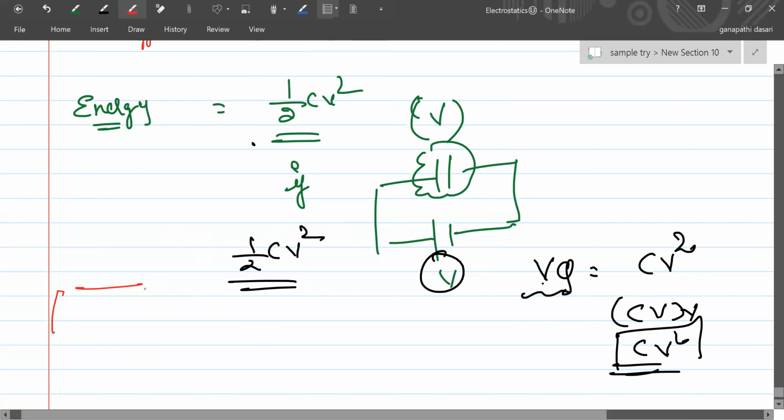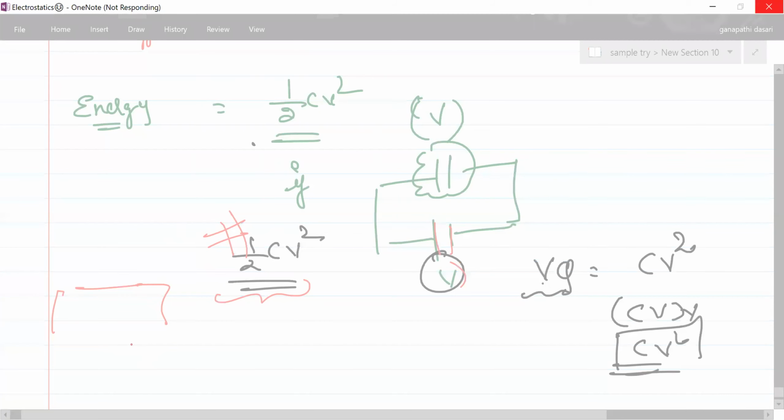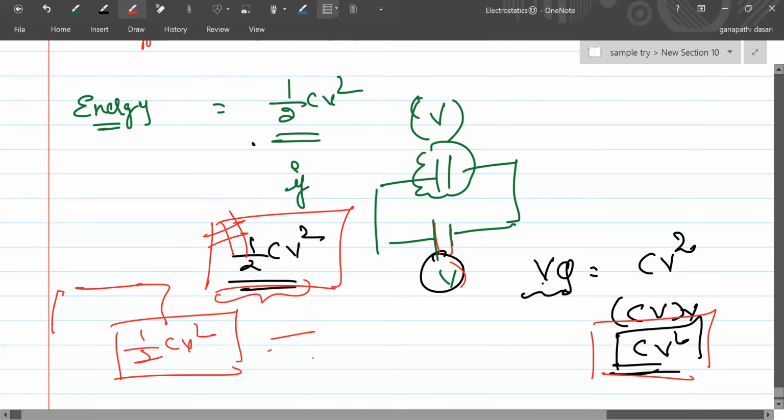Here we need to remember every time this formula for energy stored is not valid. We need to understand what is the initial charge on this capacitor and which battery is getting connected. For a simple case, if a battery of potential V is connected to an initially uncharged capacitor, then the energy stored in this capacitor is half CV square, and the work done by the battery is CV square. We can discuss problems related to it in the problems that will come in the further part of the topic.